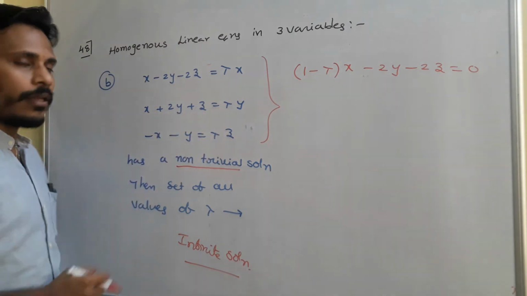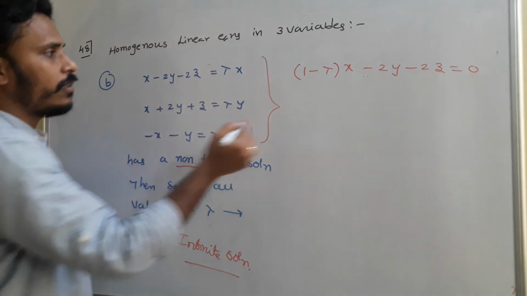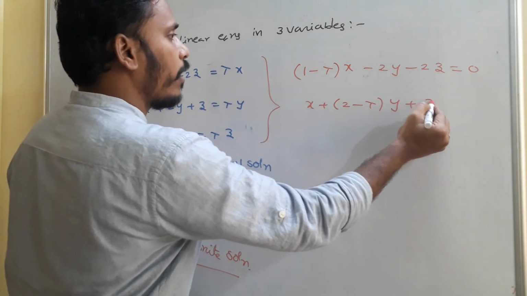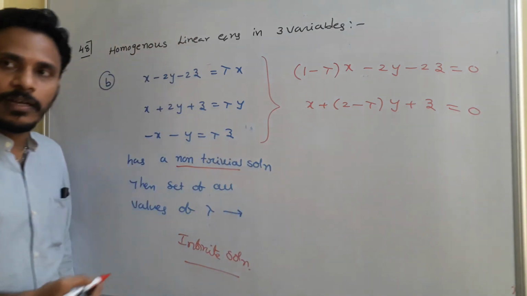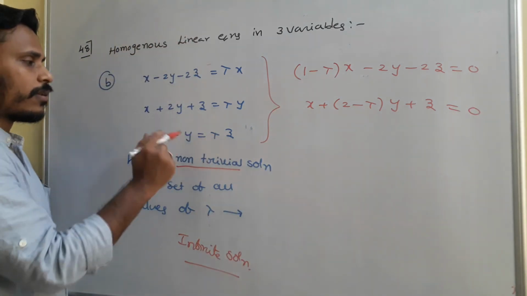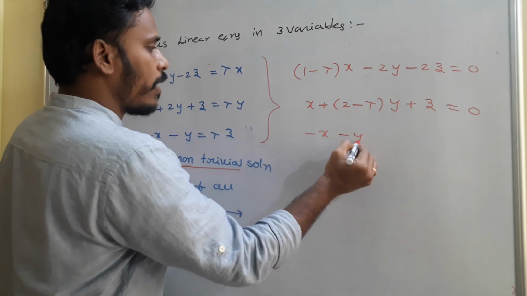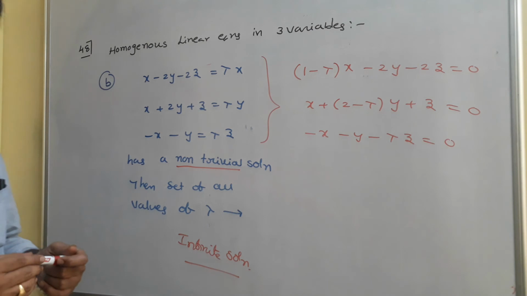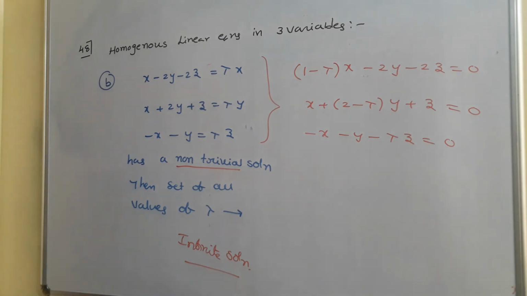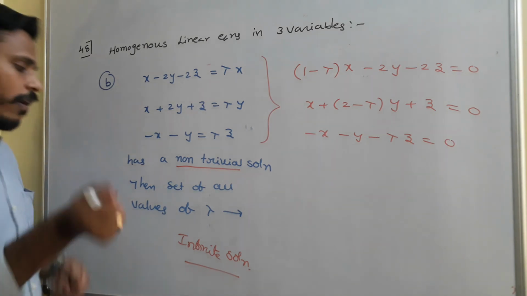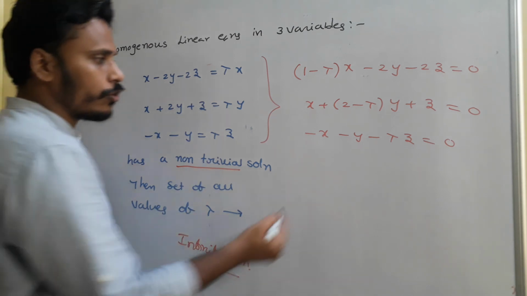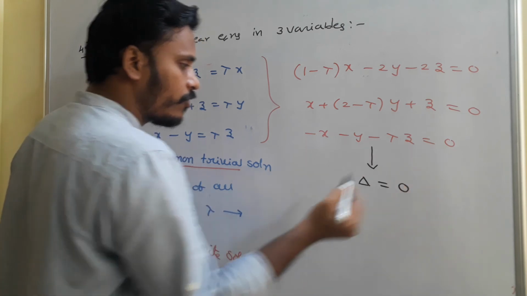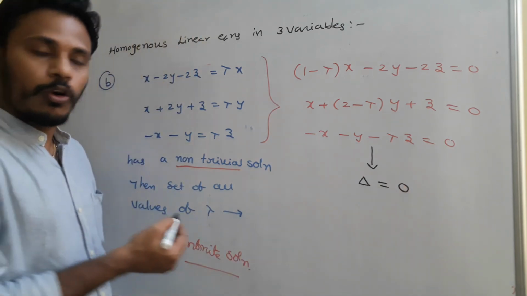Whereas coming to the second equation, here lambda y is there, send it this side: x plus (2 minus lambda)y plus z is equal to 0 is the second equation. And for the third equation, send lambda z to this side: minus x minus y minus lambda z is equal to 0. So these three are the equations, and as they mentioned, these three equations have a non-trivial solution, which represents infinite solutions. Since they have infinite solutions, as per our discussion, delta is 0. Delta means the determinant of the coefficient matrix.